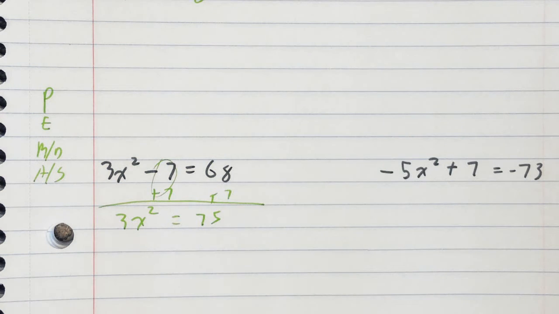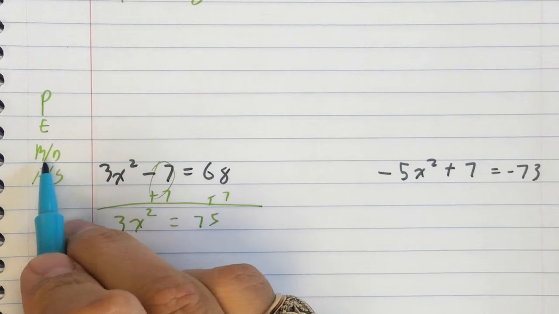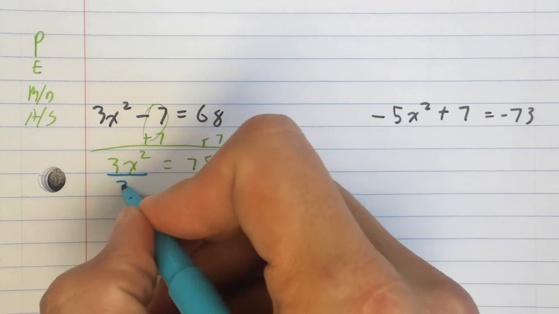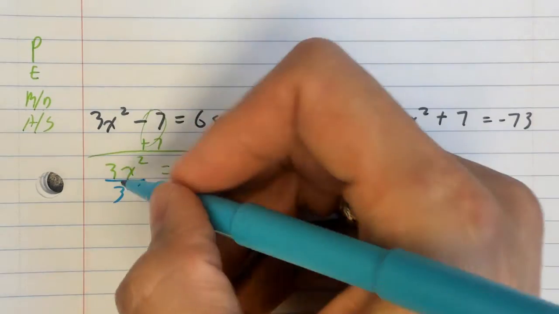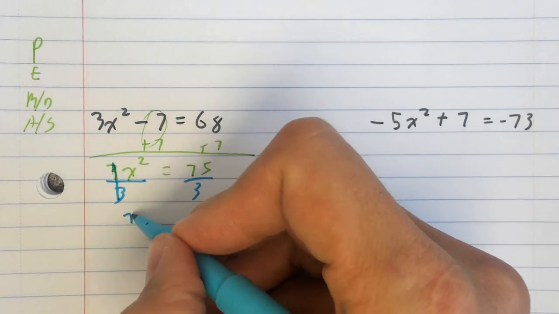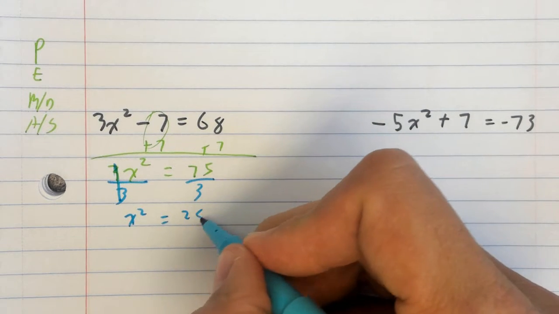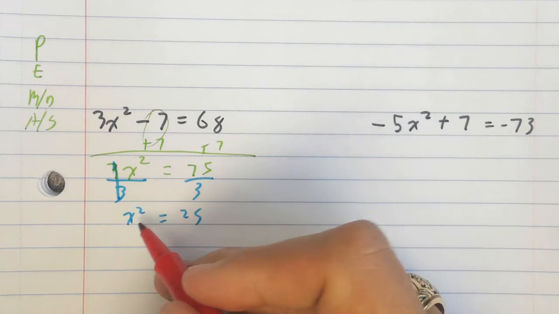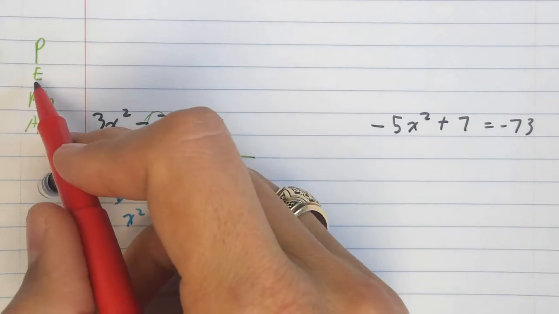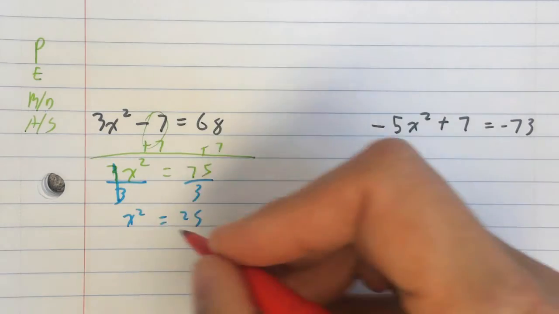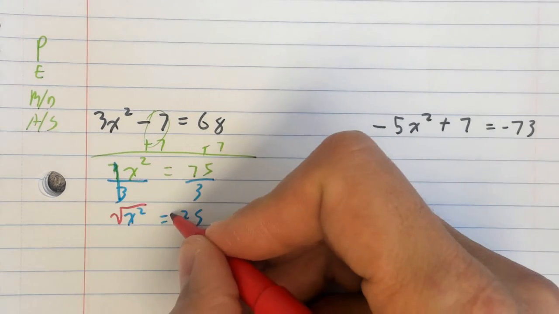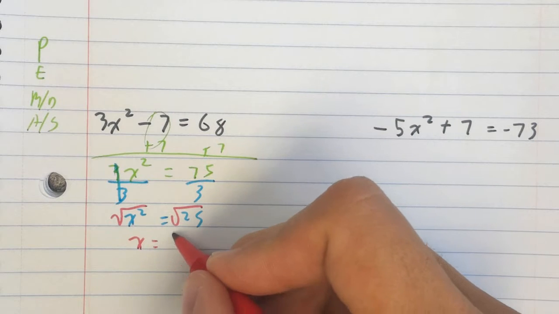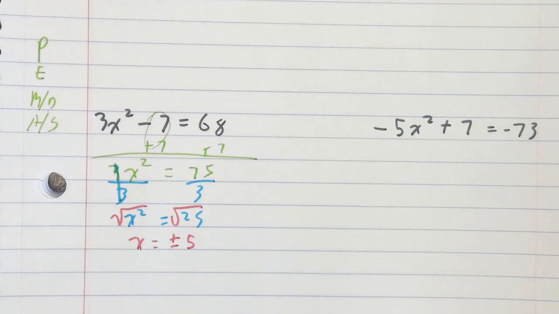The next step would be to get rid of any multiplication or division. That 3 right there multiplies, and the opposite of that is to divide by 3. That cancels to 1. So I have x squared is equal to 25. Now I actually have my x squared by itself. And look at that, that's an exponent. Get rid of that exponent by doing the opposite. The opposite of squaring is the square root. X is equal to plus or minus 5.